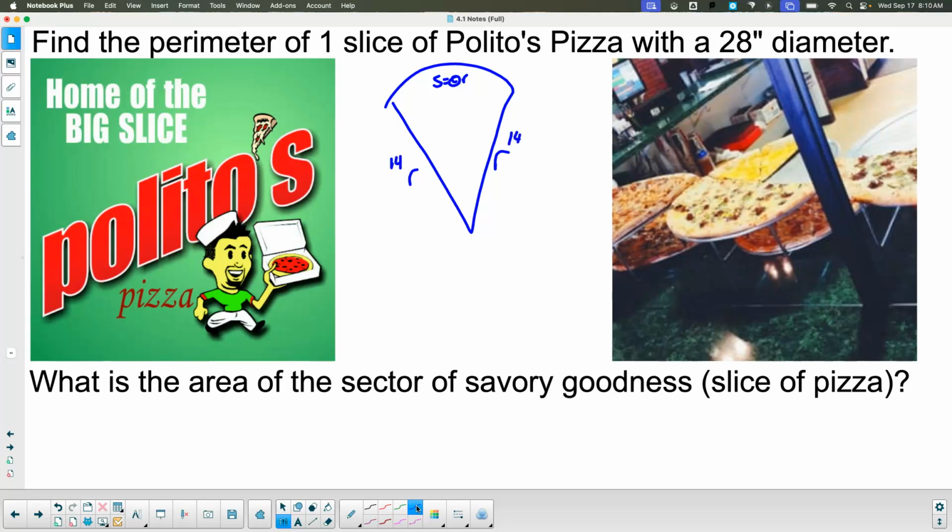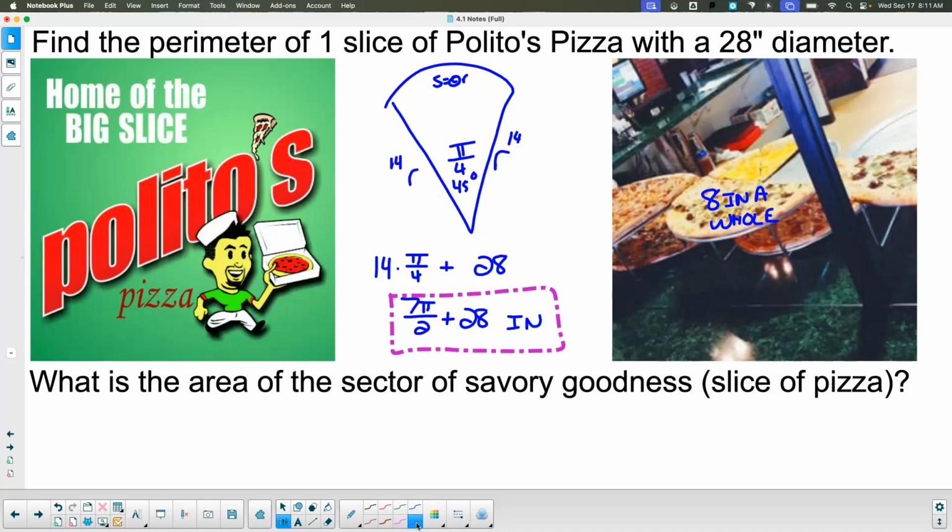And this is going to be, so how many slices do we determine? 8 slices in a pie? That means each of these is going to be 45 degrees, but more importantly, each of those is going to be pi over 4 in terms of radians. Okay? So 14 times pi over 4 plus 28. So that's going to be 7 pi over 2 plus 28 inches. Agree with that.